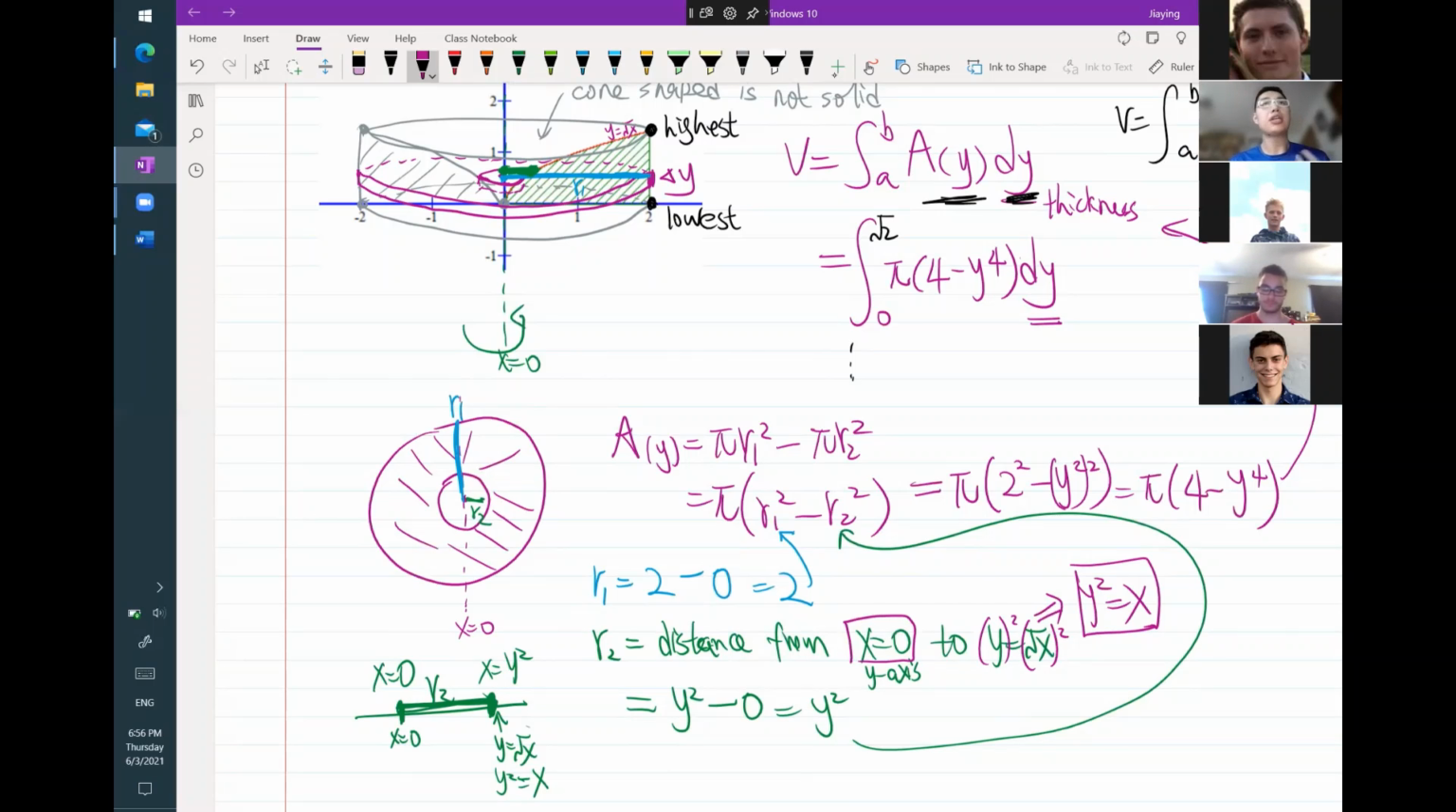And another thing you can use as a hint is that because we need the area function to be a function of y, you cannot use y equals something with x directly. You have to rewrite that as x equals something with y. So you have to take all the functions and write them in terms of y first.